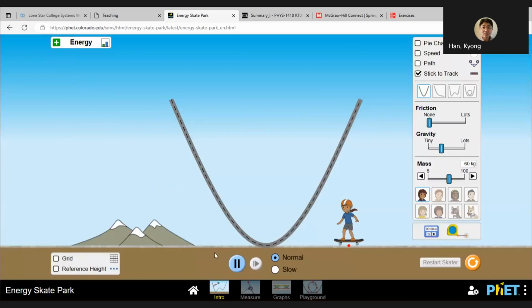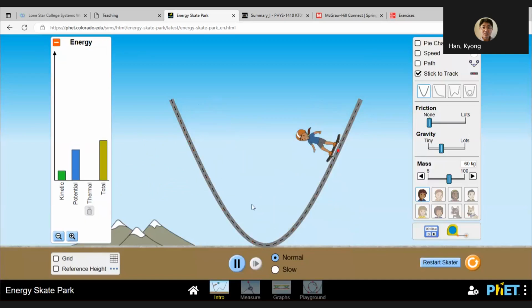Here we can see the chart. If this boy is here, in this case we can see, let me show you. In this case, potential energy is big, but its kinetic energy is tiny, because his speed is small, slow.